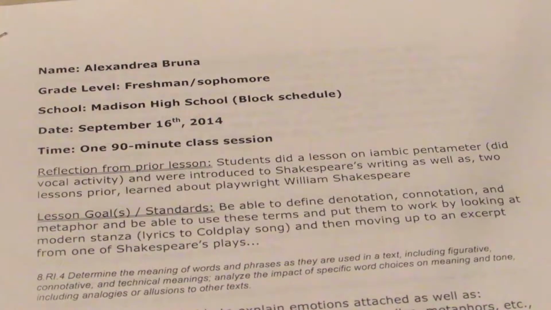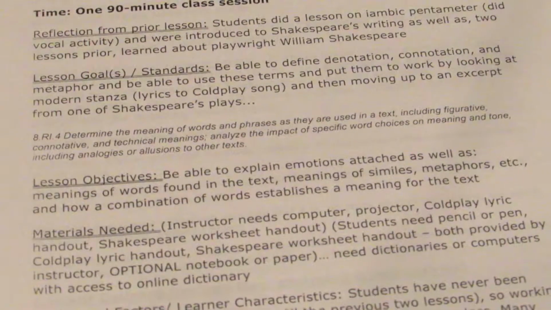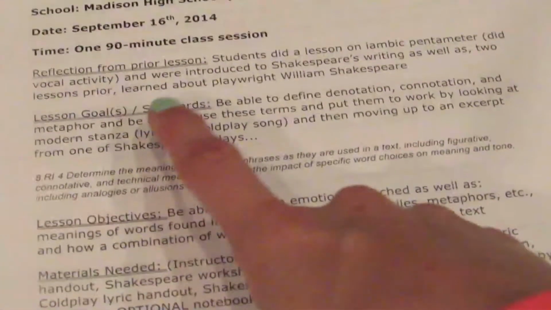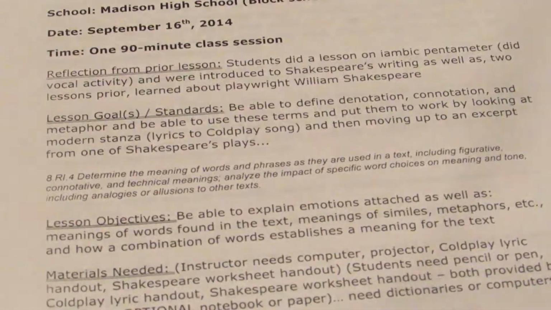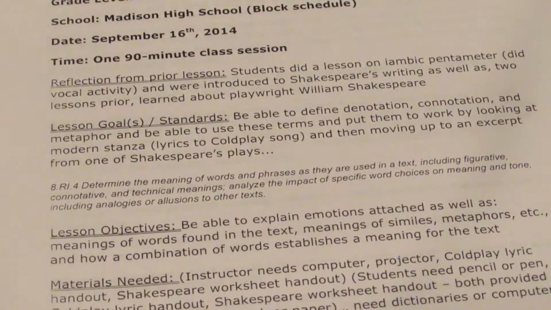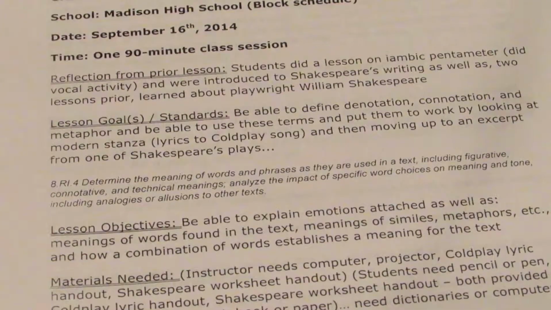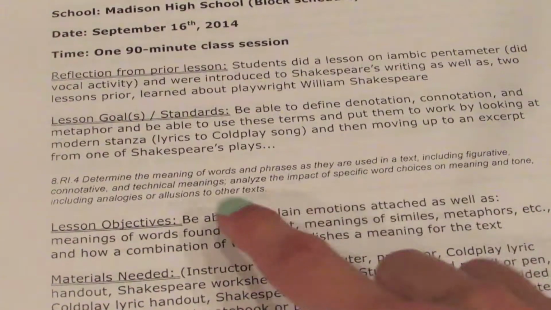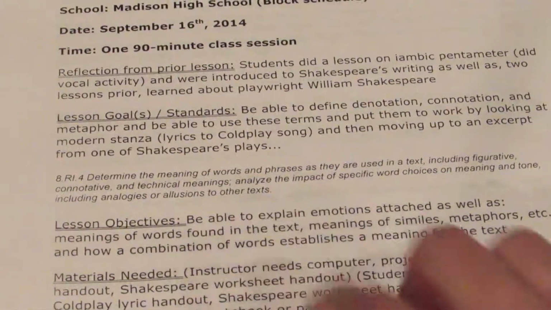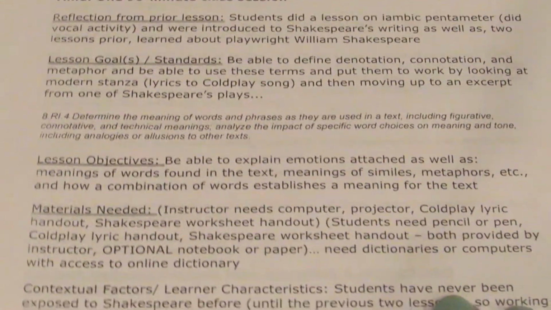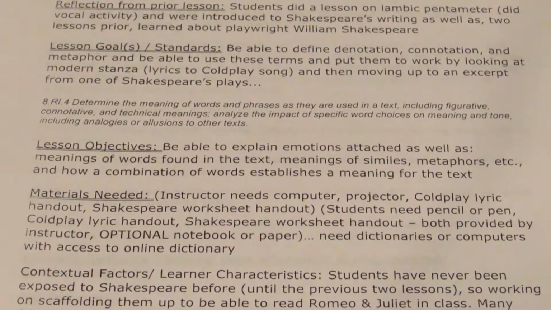So the lesson goals are to be able to define and use denotation, connotation, metaphors, similes, figurative language. So not only being able to define that, but being able to put that to use with Shakespeare's writing. I've included a state standard, and the lesson objective is that they need to be able to explain the emotions attached to the words, not just the definitions.